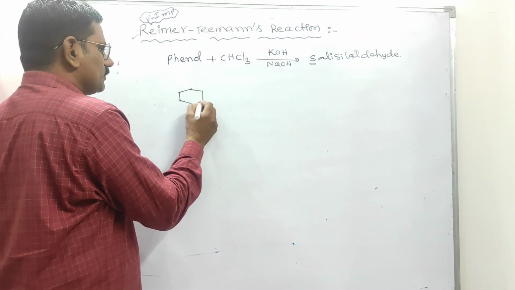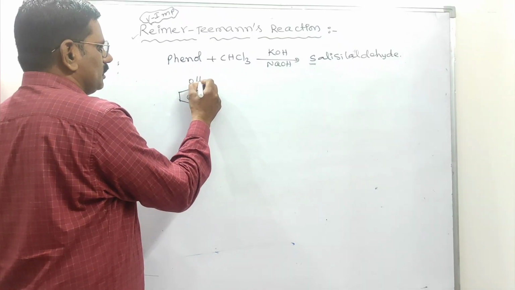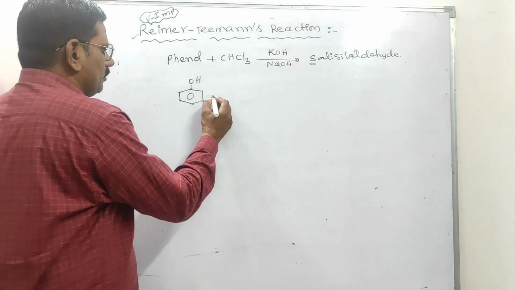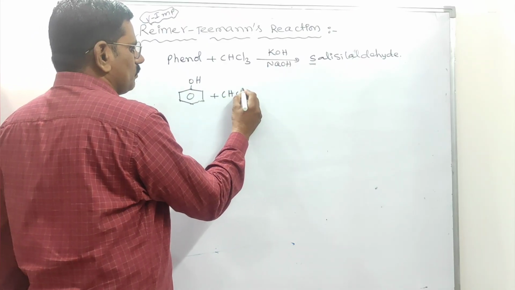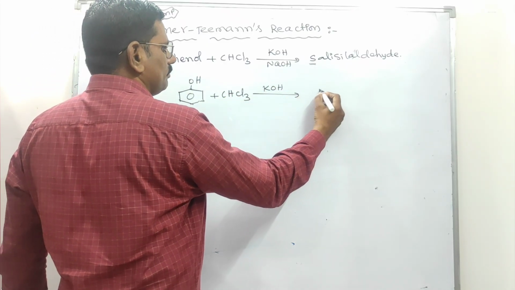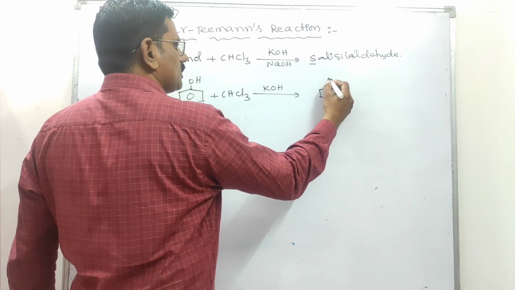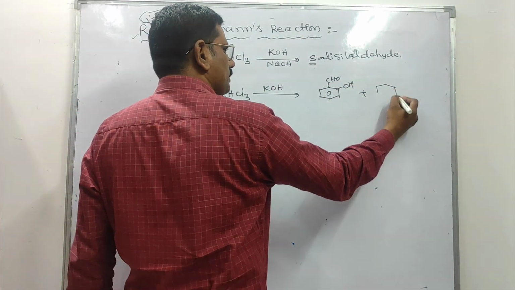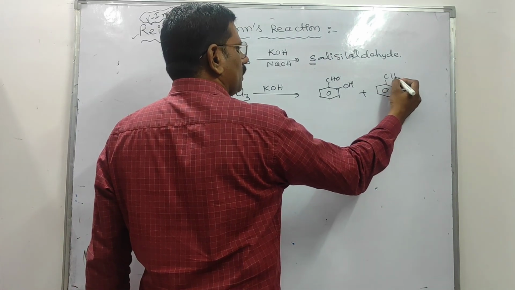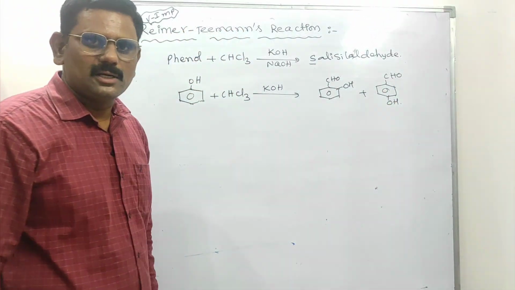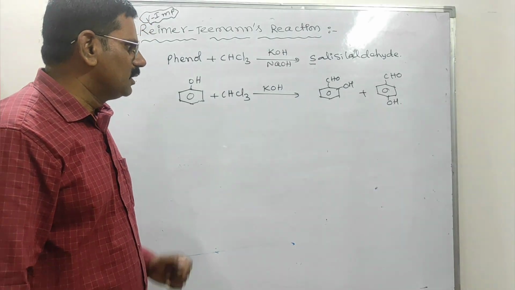What is phenol? Hydroxybenzene is phenol. It is a weak acid, you know. Whenever it is reacting with chloroform in presence of any alkali, it forms ortho-hydroxybenzaldehyde and para-hydroxybenzaldehyde. Ortho-hydroxybenzaldehyde and para-hydroxybenzaldehyde are formed in unequal ratios.